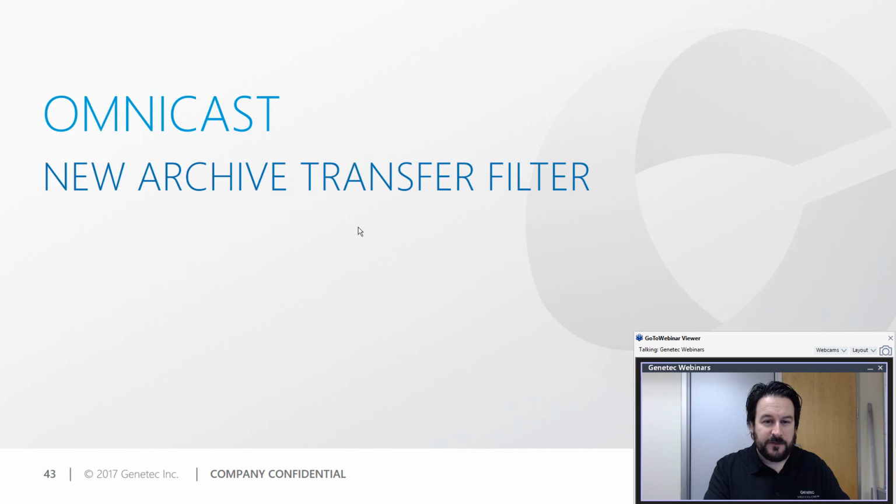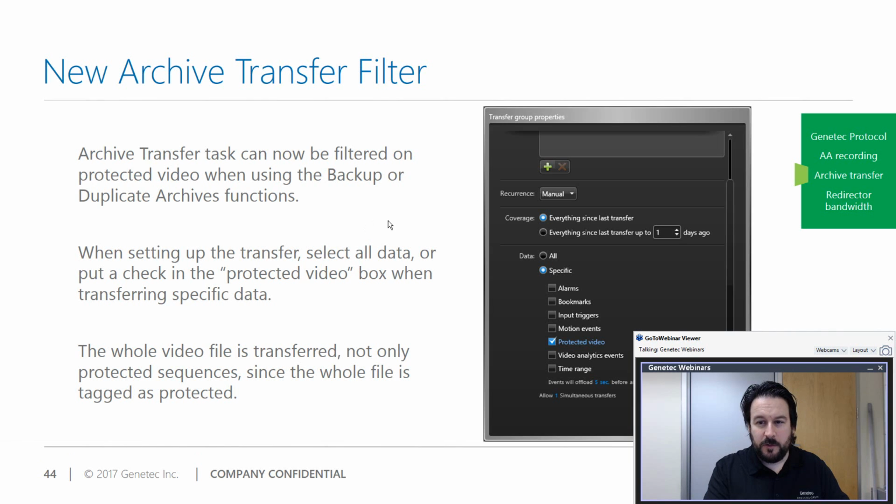I mentioned we have a new archive transfer filter. So if we're setting up an archive transfer and when we're adding a transfer group, we can now filter on protected video. So I've got a transfer group that I open here under data. If I go to specific, you can see we now have this protected video that I can check here. So this is available on the backup or the duplicate archives functions. So you can do those for those two types of transfer groups.